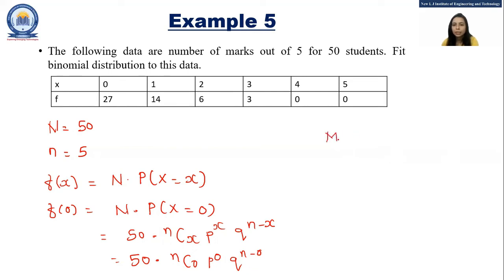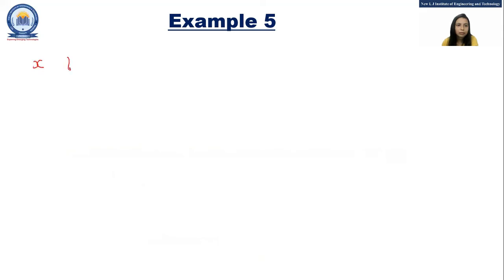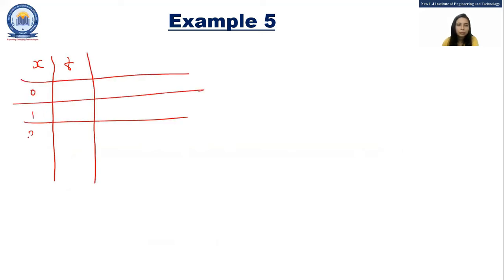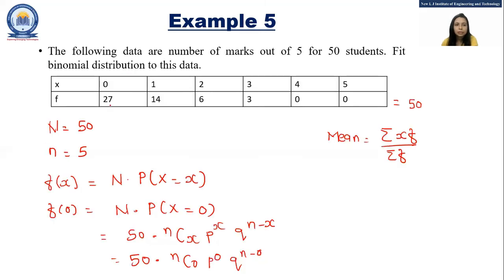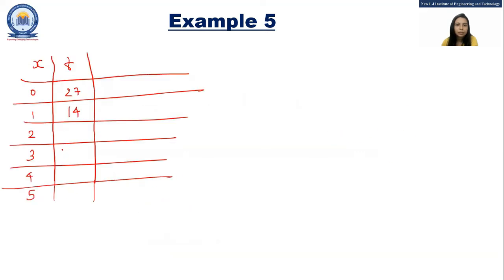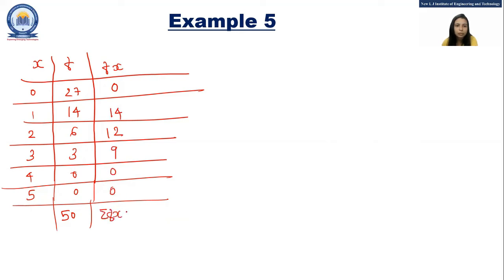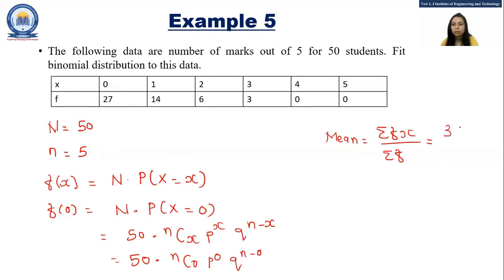And the formula for mean is sigma fx upon sigma f. So we can find the mean from this x and f. So let's find the mean first. The value of x is 0, 1, 2, 3, 4, and 5. f is 27, 14, 6, 3, 0, 0. So sigma f is equal to 50. Then f into x is 0, 14, 12, 9, 0, and 0. So sigma fx is equal to 35. And mean is equal to 35 by 50.